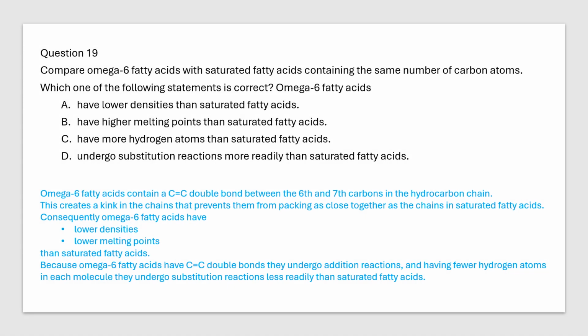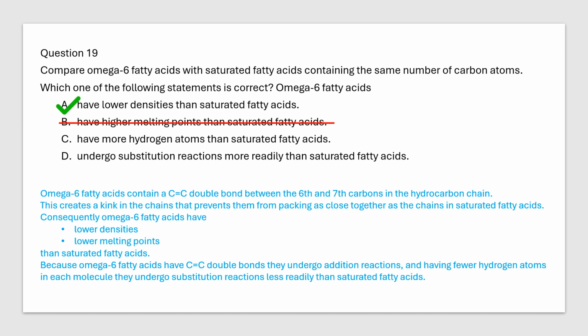Omega-6 fatty acids contain a C=C double bond. This creates a kink in the chains that prevents them from packing as close together as the chains in saturated fatty acids. So, omega-6 fatty acids have lower densities and melting points than saturated fatty acids. So, A is correct and B is eliminated.